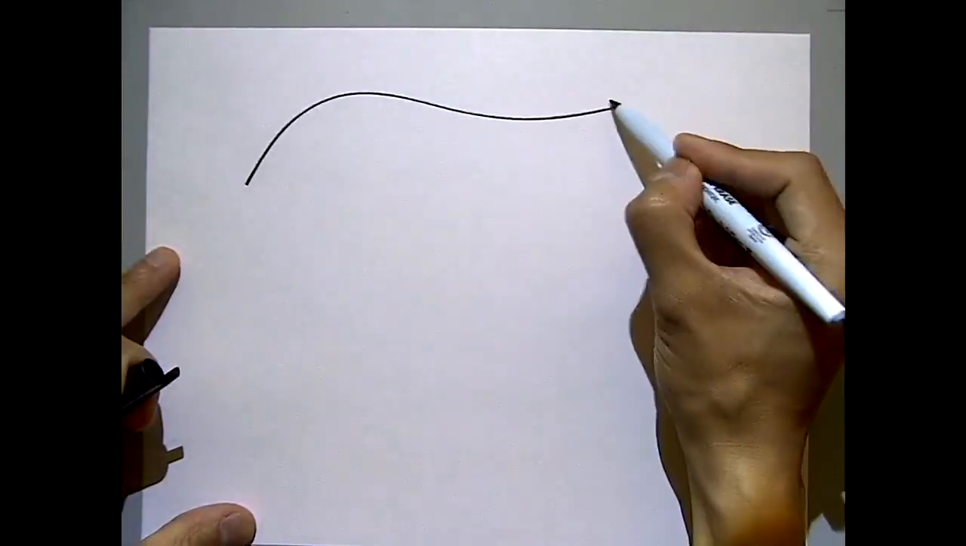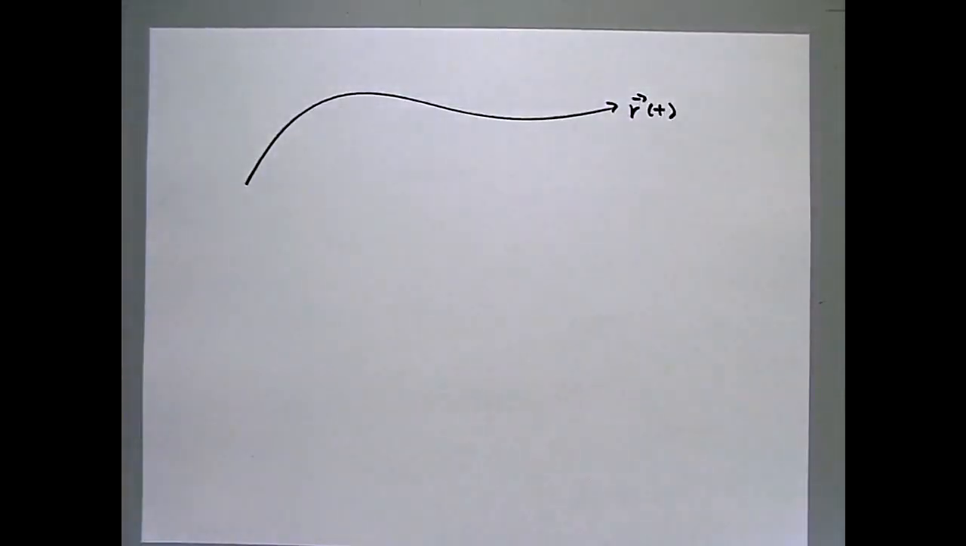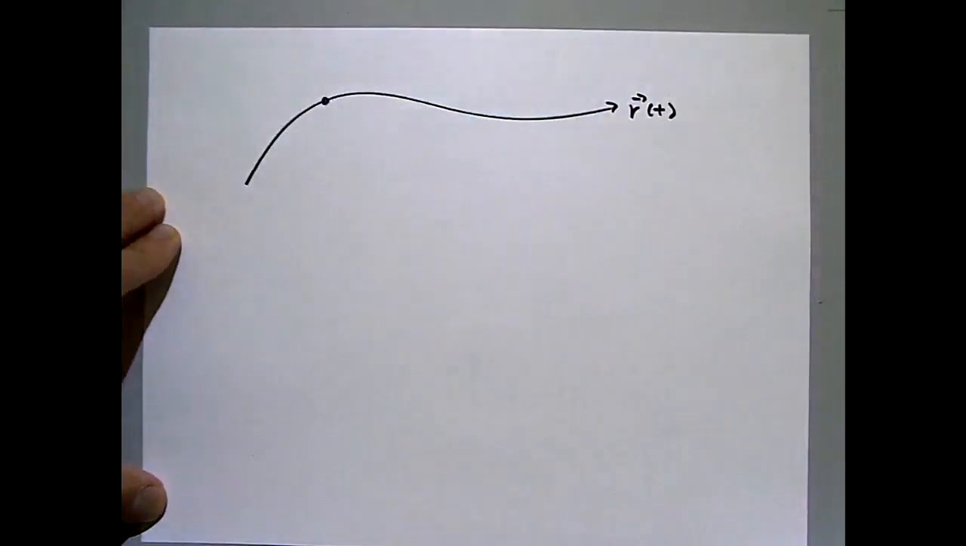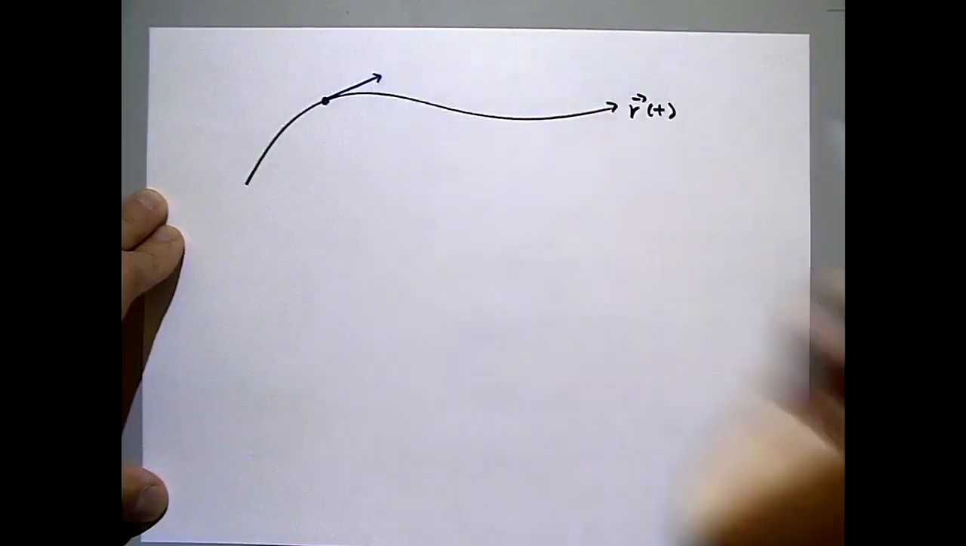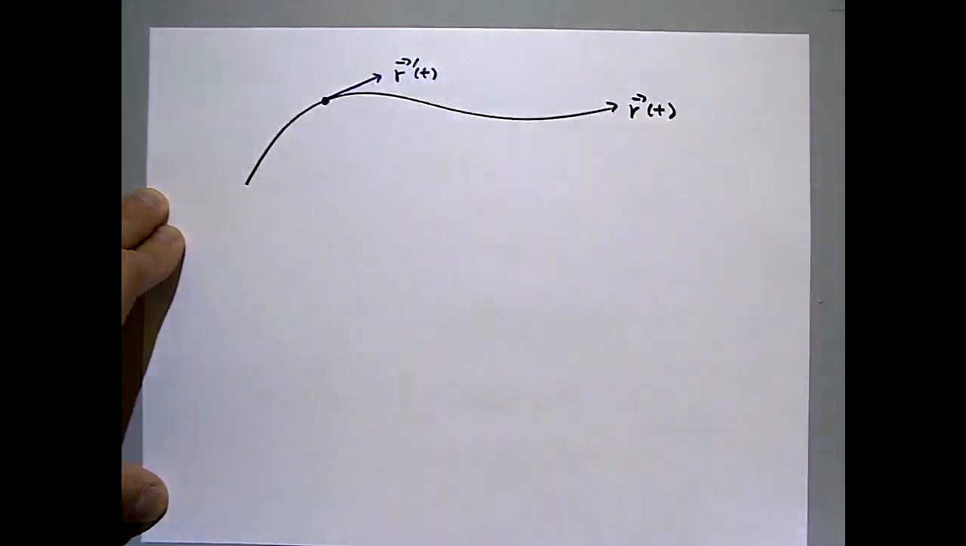Okay, now let's talk about this thing called, well, actually, let's just draw a curve here, and then we'll look at the vectors we get out of it. So there's my curve, and at any point, if I take the derivative, then I get a tangent vector.